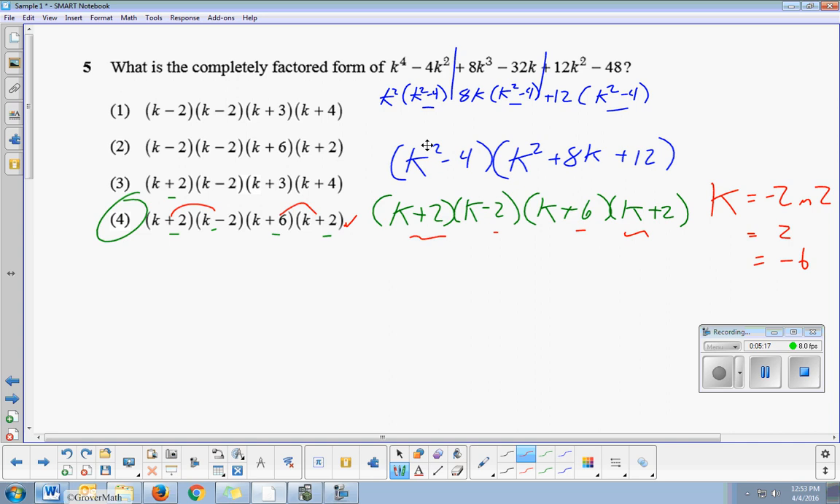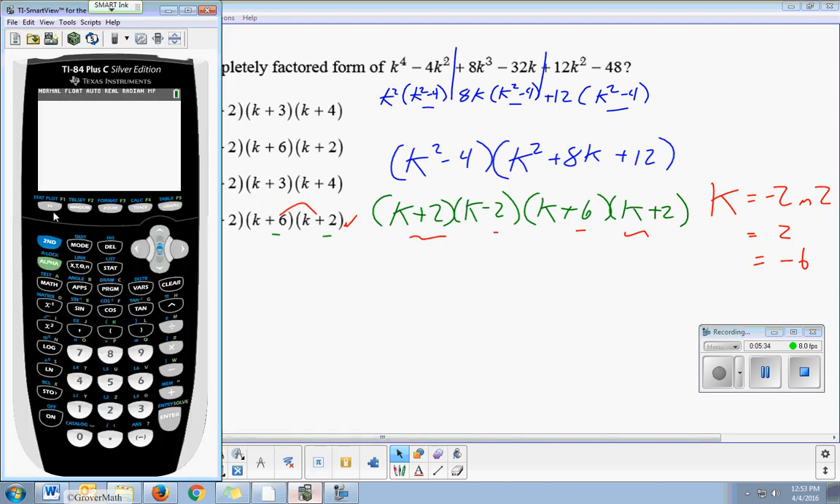And then if you distribute this out, k squared times each of these and negative 4 times each of these, distribute it out, you'll get this. So, you could guess and check, work backwards anytime it's a multiple choice factoring question. But that's a tremendous amount of work. And of course, the last answer is the one that works. It's going to take you a long, long time.